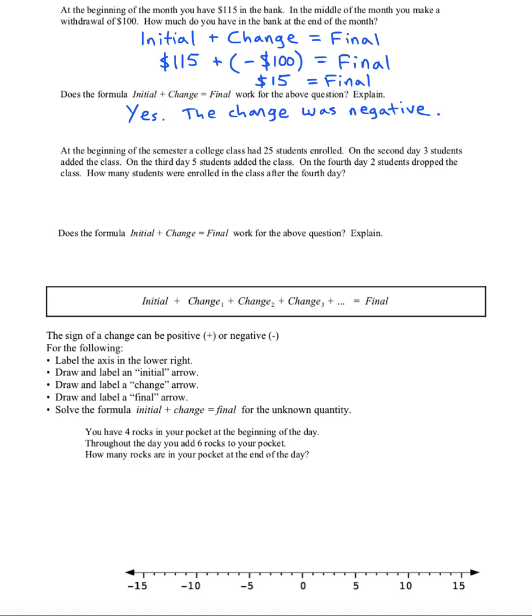So here we have multiple changes. There's going to be an initial and then a first change of an addition of 3 students. We'll have an addition of 5 more. Then we have a subtraction of 2. And that's going to give us our final. Final answer will be 31.